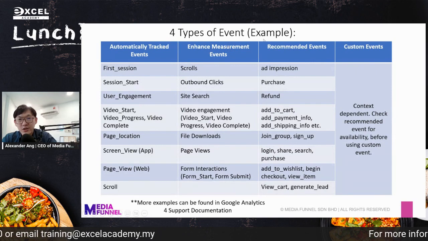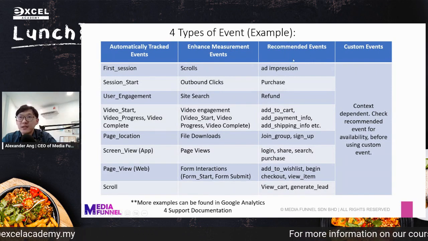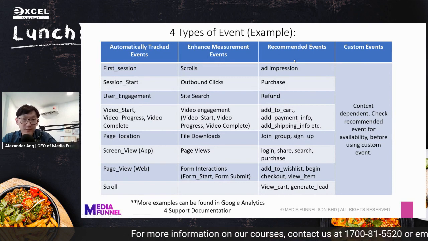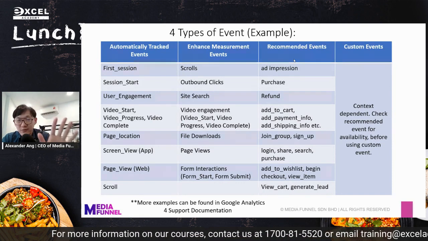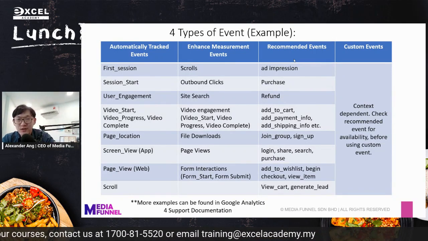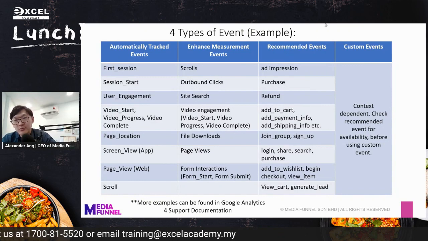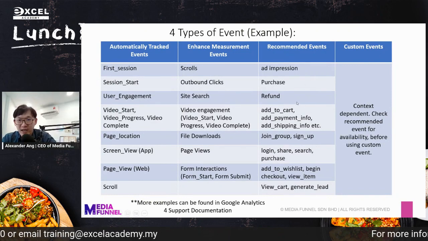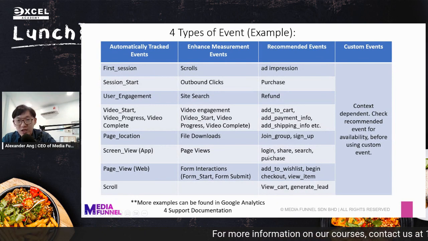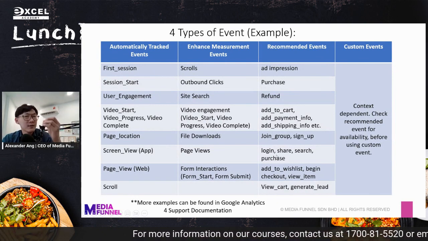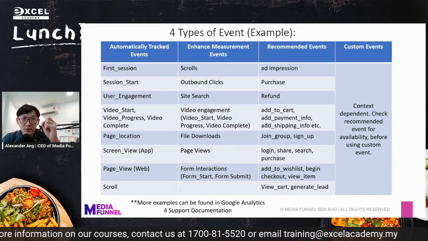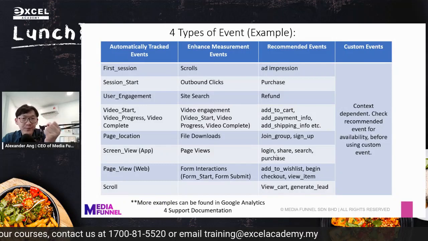The third type of event is called recommended event. So recommended events are events that they created, but you need to set up manually. So it's not by default. It's like a template, like a storeroom ready to use. So you can use it. For example, if you run an e-commerce site, you can add to cart events, add payment, login, sign up, share, search, purchase. So these are certain events that they already built for you, but it's not automatically tracked. So you need to set up.